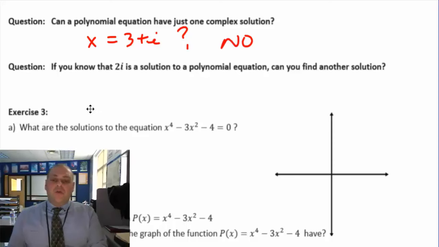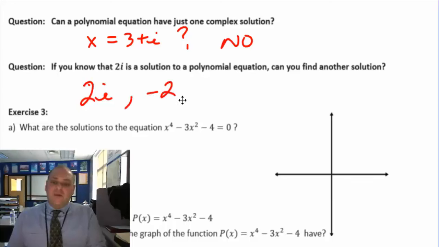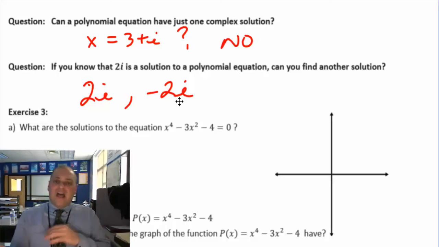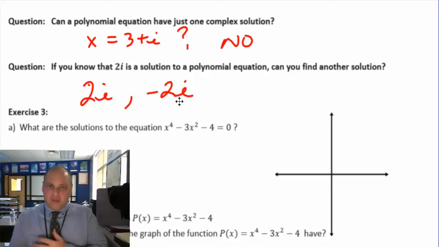So if you know that 2i is a solution to a polynomial equation, can you find the other solution? Yes. If 2i is one solution, then negative 2i must be the other solution. It's the conjugate. So a complex number and its conjugate will always be solutions. When you have one, you must have the other one. And we're going to need that later on in the lesson.